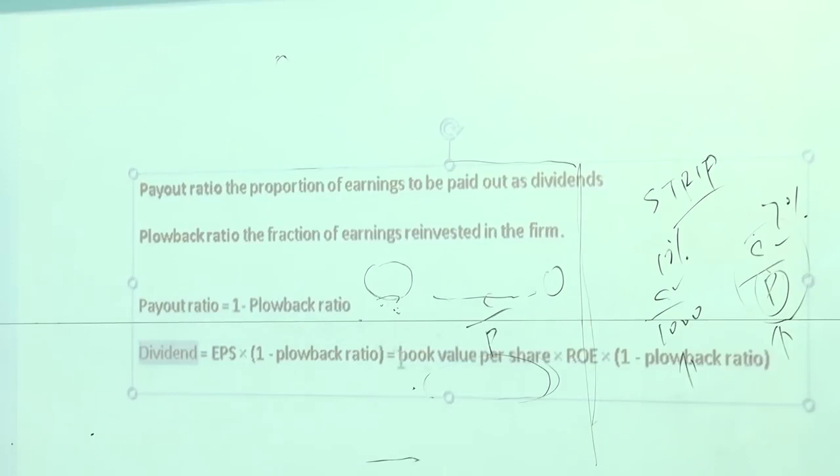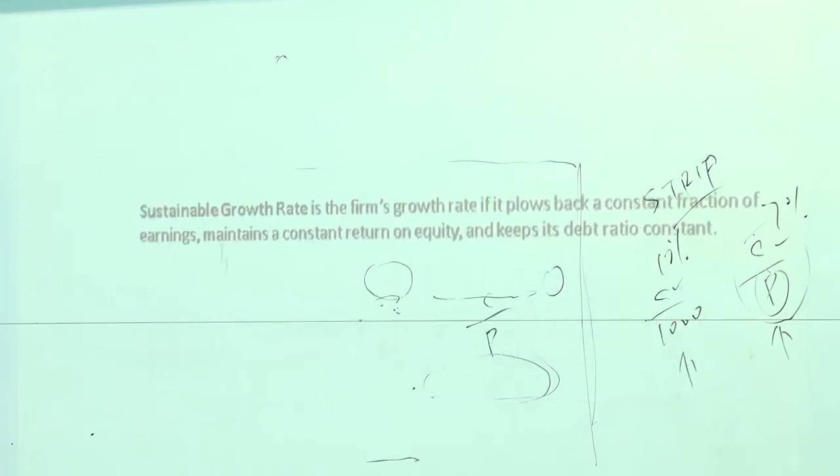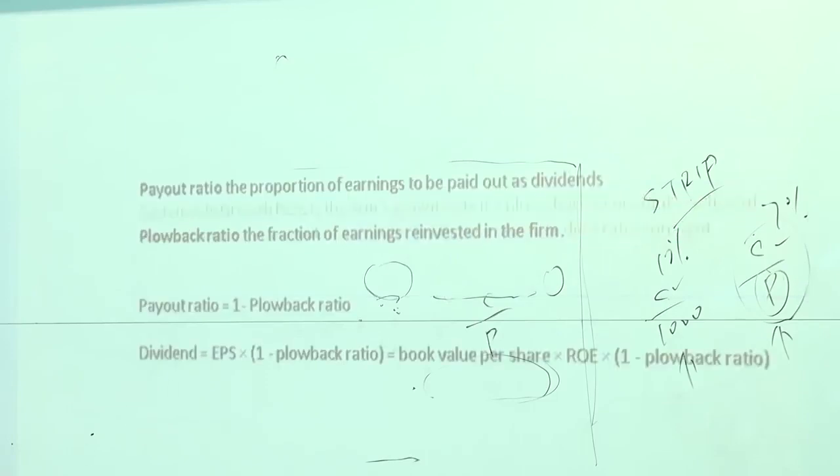Okay, so the sustainable growth rate is just the growth rate of a dividend. If dividend is equal to all these three, and if ROE is constant and plowback ratio is constant, then the growth rate of dividend is just the growth rate of book value, right? If these two are constant. So these are the definitions. The sustainable growth rate of dividend is the firm's growth rate if it plows back a constant fraction of earnings, maintains the same level of ROE, and keeps that ratio constant. So all these are constant. So the growth rate of dividend is just the growth rate of book value per share.